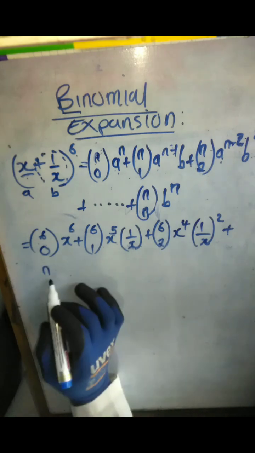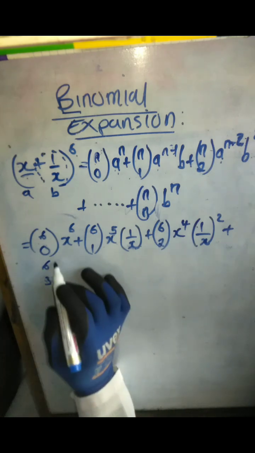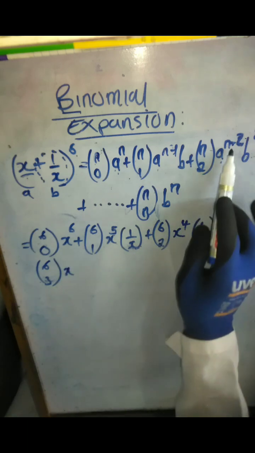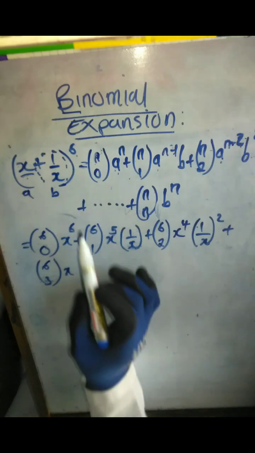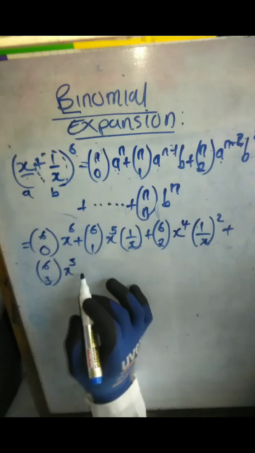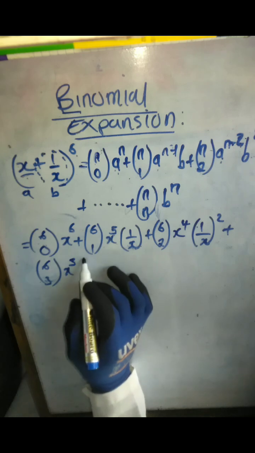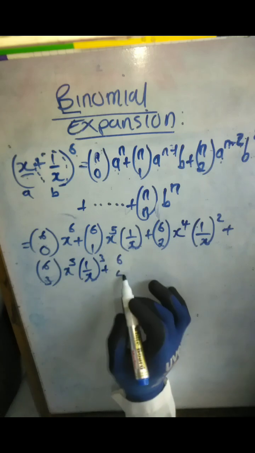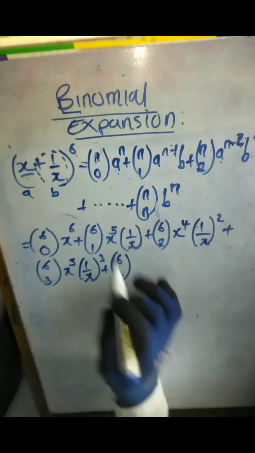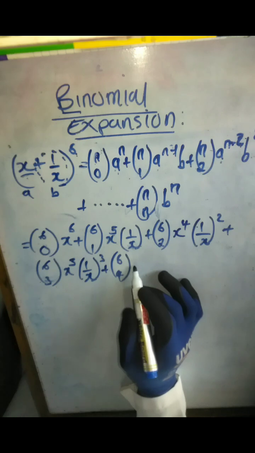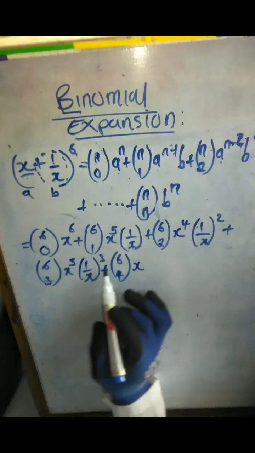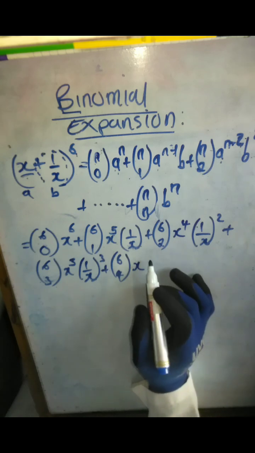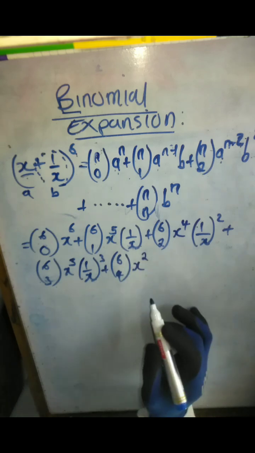Plus, then we go to the next one. Since this is n combined 2, the next is n combined 3, or 6 combined 3. Then our a will be x to the power, since it was n minus 2, the following term will be n minus 3, which is 6 minus 3, it's 3. Then our b will be raised to the power 3 again, so 1 over x to the power 3. Plus, again, 6 combined 4, we'll just expand it up to the last term, the 6th term. Then our a will be x to the power n minus 4, since it was n minus 3. It will be 2 here now.